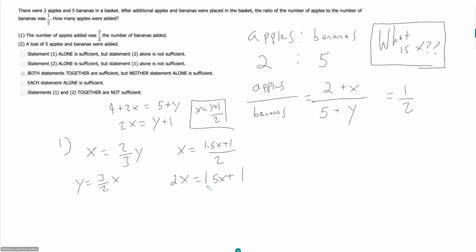Subtract 1.5x from each side. 0.5x is equal to 1. So x is equal to 1 over 1/2, which means x is equal to 2. Sufficient.